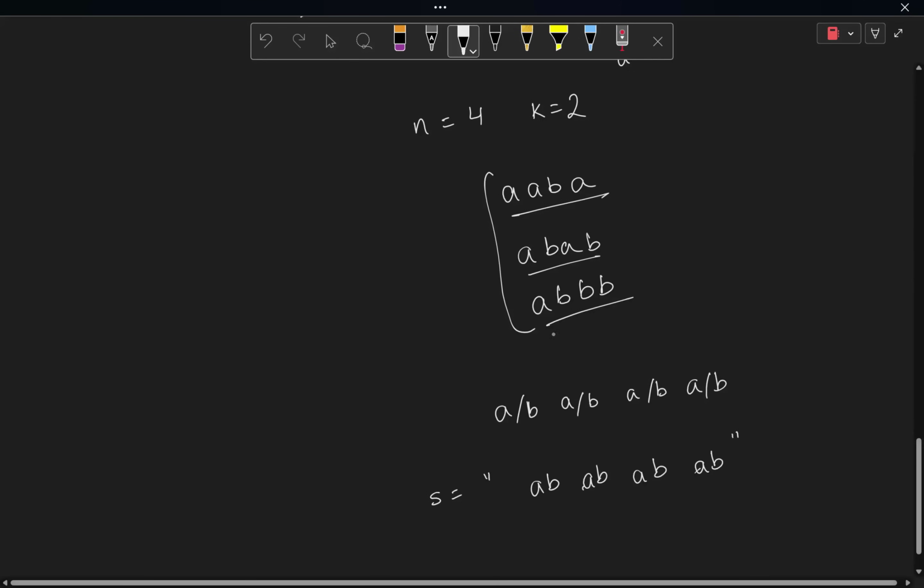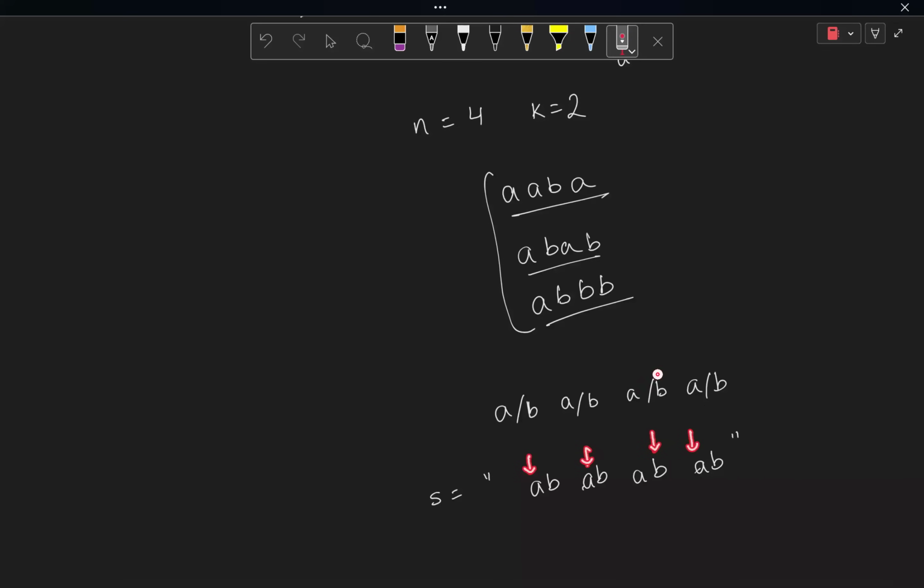In that case, all such substrings, if you talk about AABA, AAAB, all such strings will come up in this string as a subsequence for sure. So Mayank, does this thing make sense now?